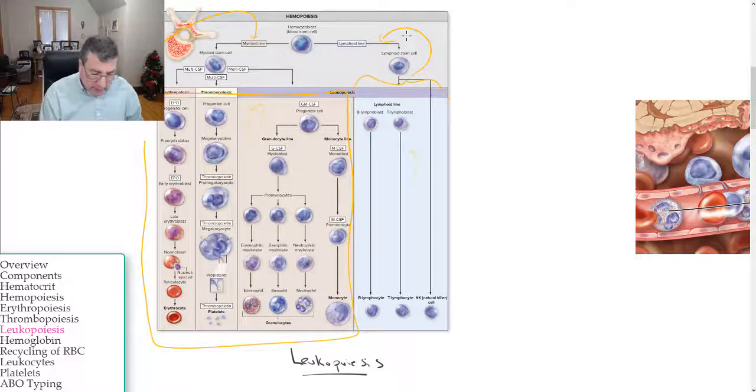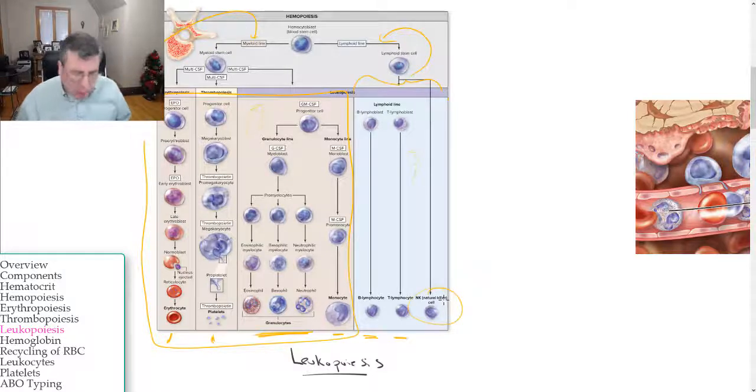So part of the myeloid line, or the myeloid stem cell, we have the erythrocytes, we have the platelets, and then we're going to have our granulocytes, and then we are also going to have a monocyte, okay? The lymphoid line, we are going to have your B cells and T cells. There's also something called natural killer cells. That'll be discussed more in immunity on that one.